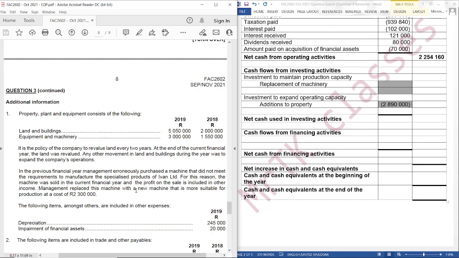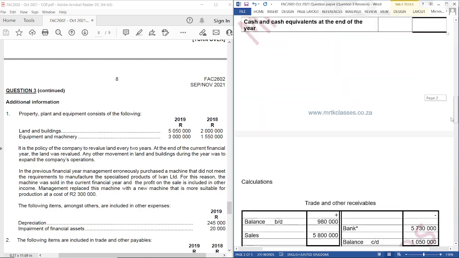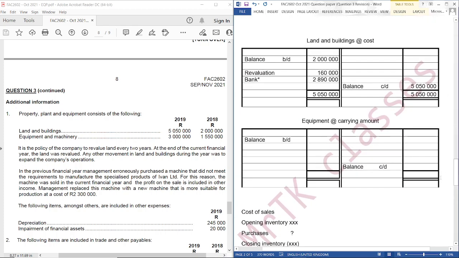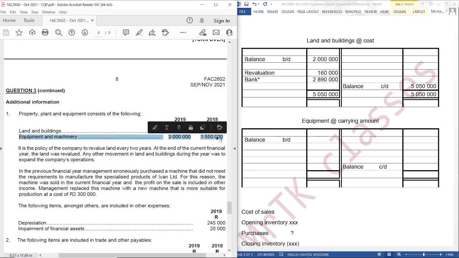Management replaced this machine with a new machine that is more suitable for production at a cost of 2,300,000. Okay, let's prepare that account at carrying amount. It's faster that way, right? Okay, so we know that this is our line item that is giving us depreciation because this one does not have depreciation, right? Okay, so these are our carrying amounts.